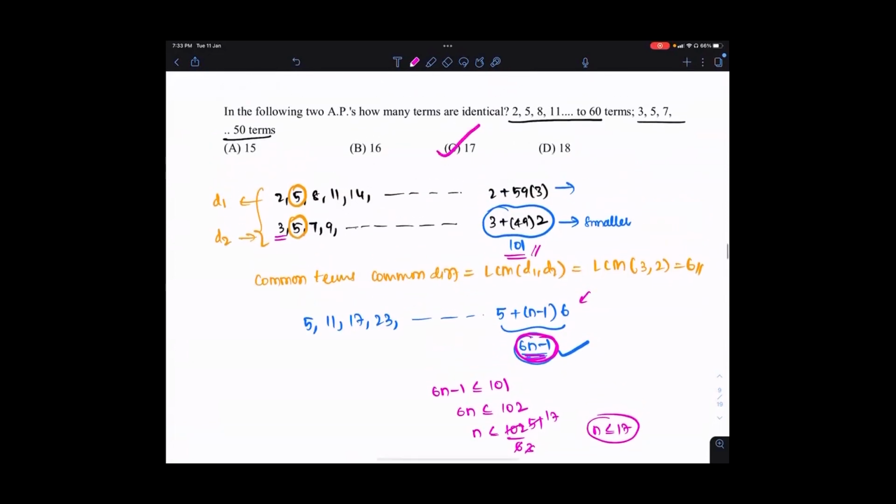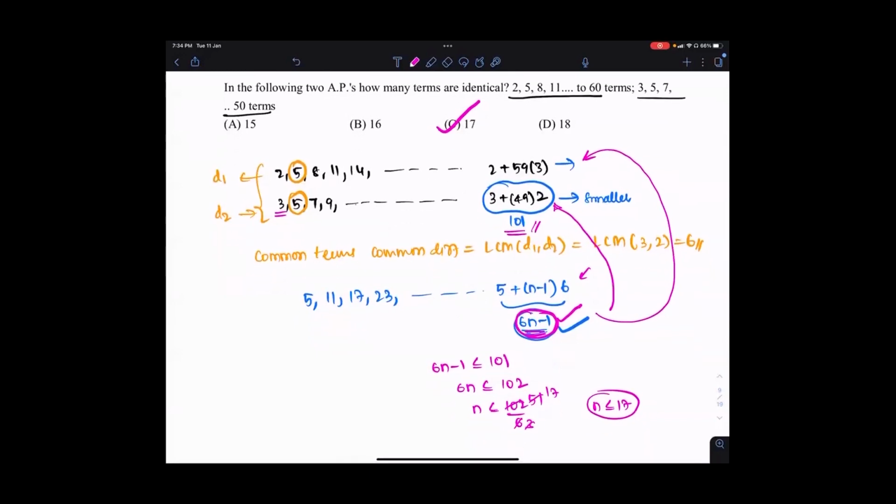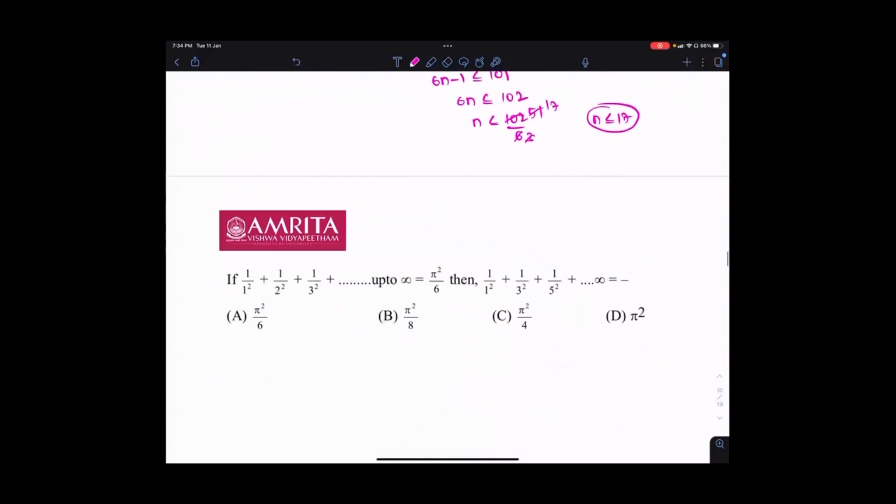So how many common terms will be there? 17. If your question is, sir, for this AP, can't there be an 18th term? Yes, there can be an 18th term, but that 18th term will be in the first AP. It will not be in the second AP, because the 18th term will exceed 101. So you have to be careful in that.